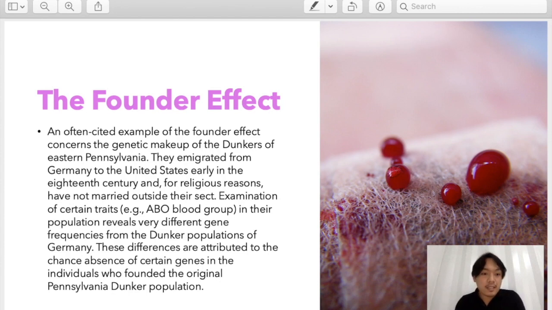They lost some genes. The gene frequencies are very different between those who left Germany and those who are in Germany. It's because only a few of them are marrying each other. So the chance of getting a new allele from a mate is very small compared to when you are in Germany, where a lot of individuals from the Dunker population are there.